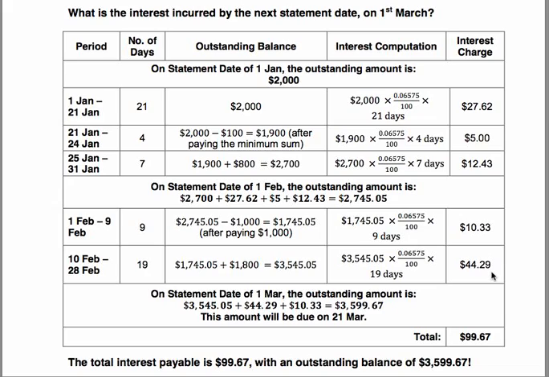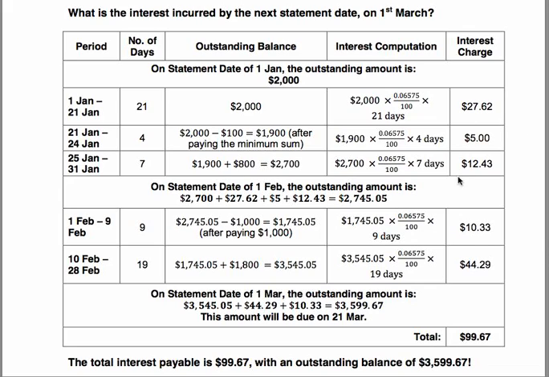Now this amount times 19 days of interest works out to be $44.29. And on the 1st of March, she will receive a statement of this amount she owes, $3,545.05, plus these two interests which has been incurred, which works out to be $3,599.67. And this amount will be due on the 21st of March.